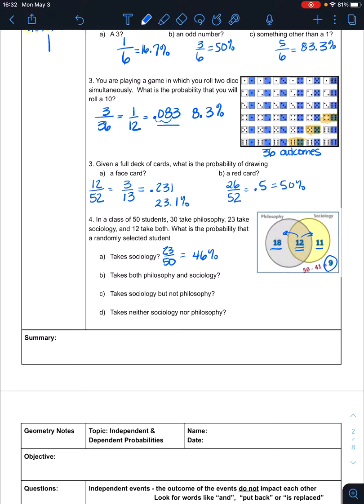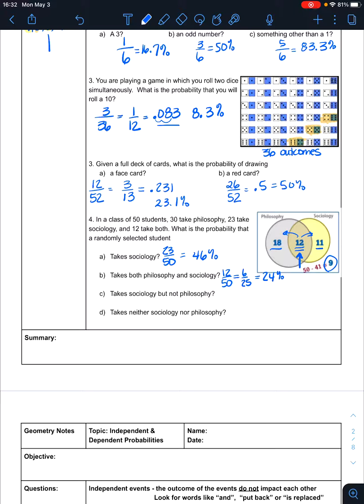What's the probability that you're going to choose a student? You've got 50 people in the room. What's the probability that you're going to choose someone who takes both philosophy and sociology? Well, there were 12 that were taking both. Those were the ones here in the middle. There were 12 out of 50 that were taking both. We always reduce that on our fractional probabilities, and that gives you 24%. So almost 1/4 of the students are taking both.